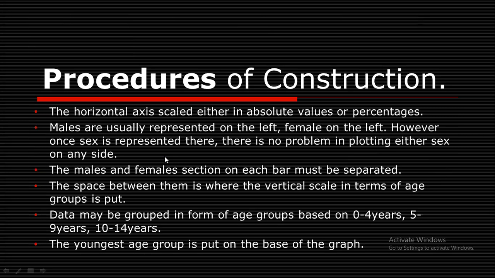Now, what are the procedures of construction? I want to insist and also inform your students that it is important for you to know the procedures of construction. Like we revise work for the other ones, this is where you should do your revision, going through these procedures. If I want to construct a population pyramid, what do I do? We are saying that the horizontal axis should be scaled either in absolute values or percentages, depending on what they have given you.